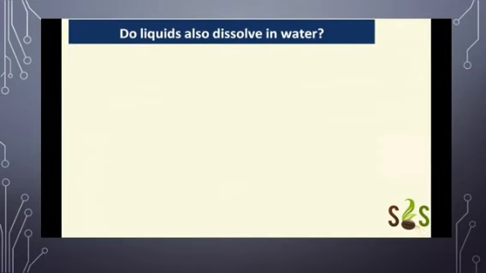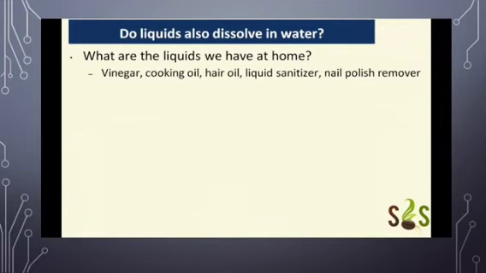So all these are the possible questions you might have thought about. Now let's explore a few of these questions. So the first question is, do liquids also dissolve in water? Now to understand that, we have to think about what liquids we have at home. We have vinegar, cooking oil, hair oil, liquid sanitizer, nail polish remover. All these are liquids, right? You can think of your own example also.